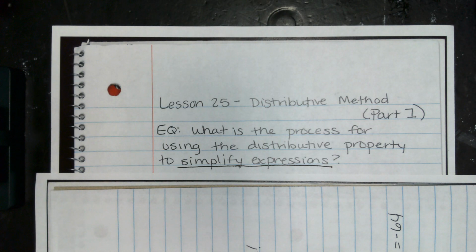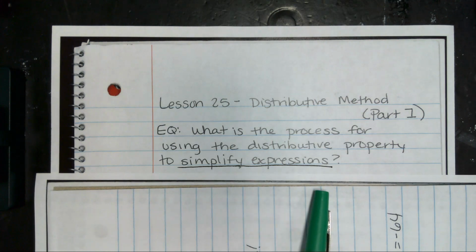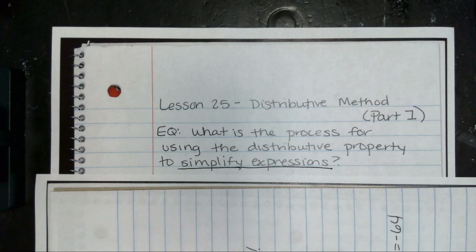Today's lesson is actually going to be a two-parter. This is all about lesson 25, which is the distributive method, and for this particular lesson out of our textbook, I've broken it up into two parts. This video is all about part one, which is what is the distributive process or the distributive method, and how can we use it to simplify expressions. Whereas in our second video, it's more about using it to solve equations. As you need to, please go ahead and pause this video at any point in time to catch up, rewind it, fast forward, do whatever you need to do that works for you.